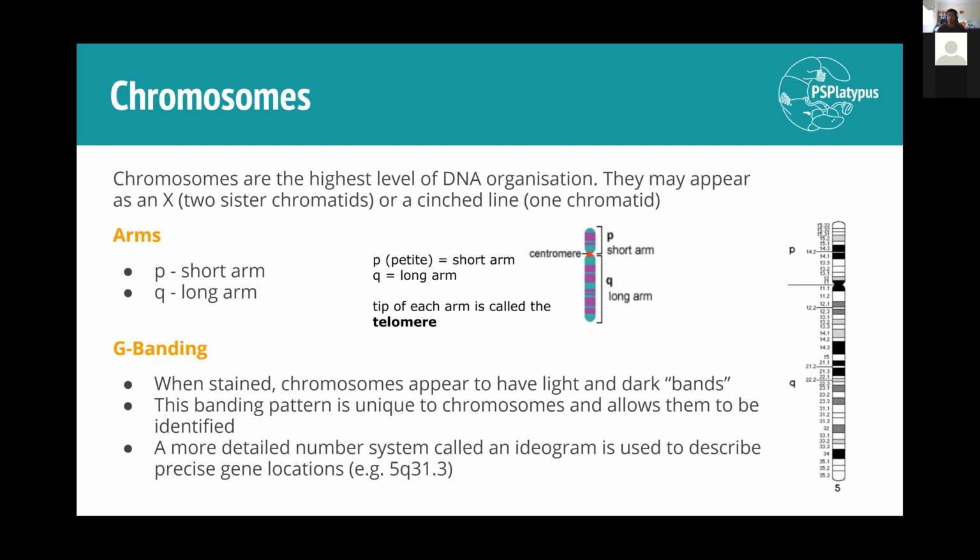So to use the little example there, I have 5q31.3. So I know this is on 5, so this is chromosome 5. We've got a little diagram there to the right. I know it's on Q, so that has to be the long arm. So I'm now looking down Q, 31.3.